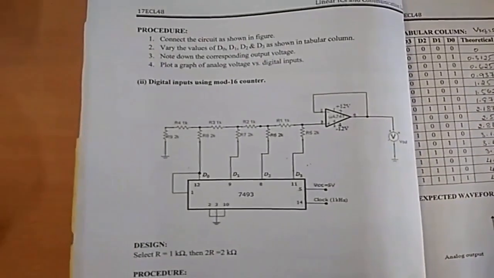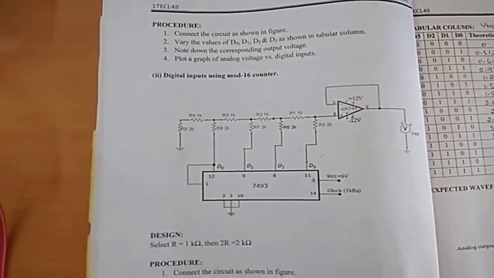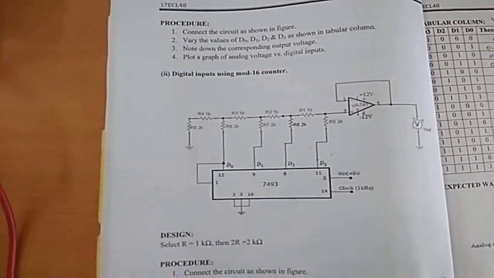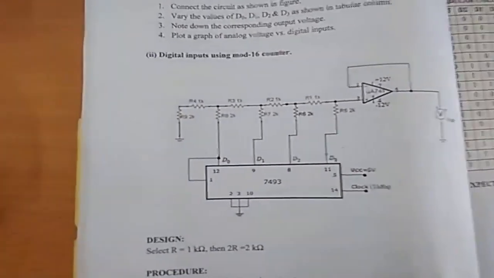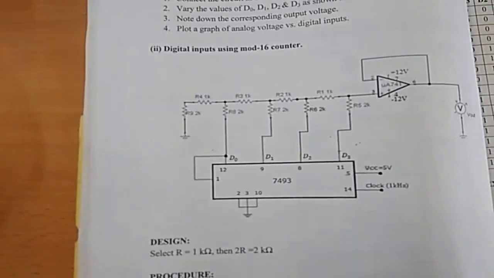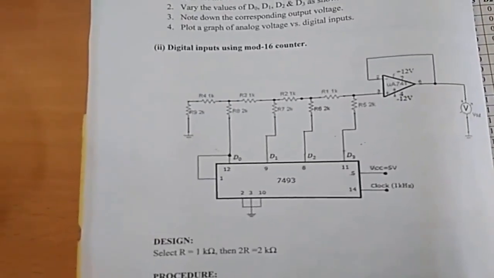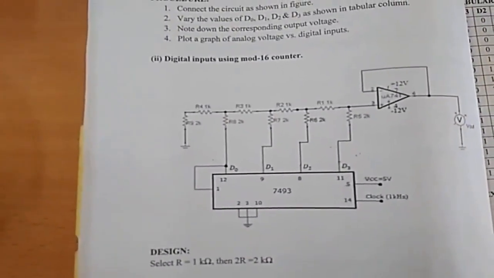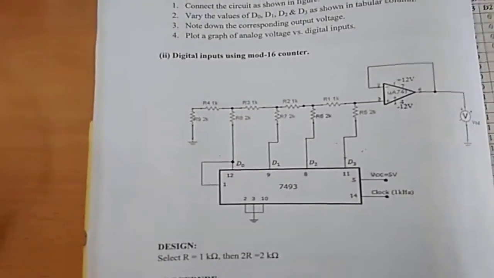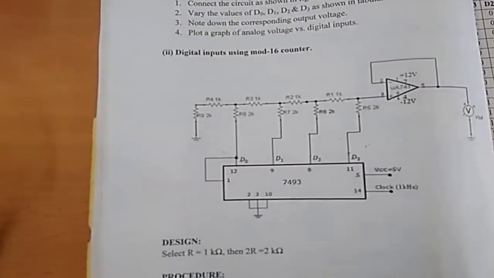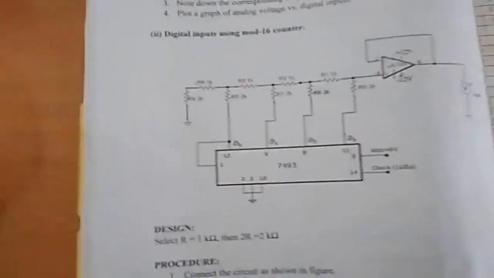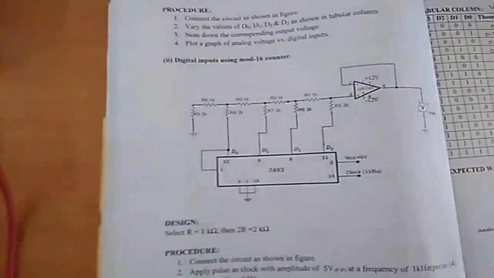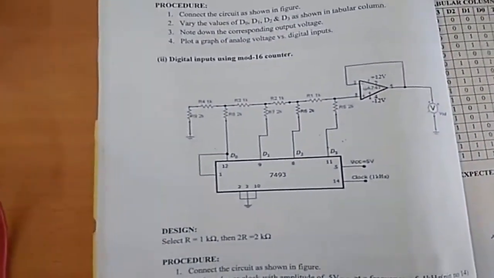This is the second part of the same experiment, the R-2R DAC. In this case, instead of using switches as digital input, we have used IC 7493, which is a mod 16 counter. Pins 12, 9, 8 and 11 are the outputs, which are used as the input for my circuit. When I apply a clock pulse, the counter will change its state from 0000 to 1111, and those outputs are given to the input of my DAC circuit, which converts them into the analog output.